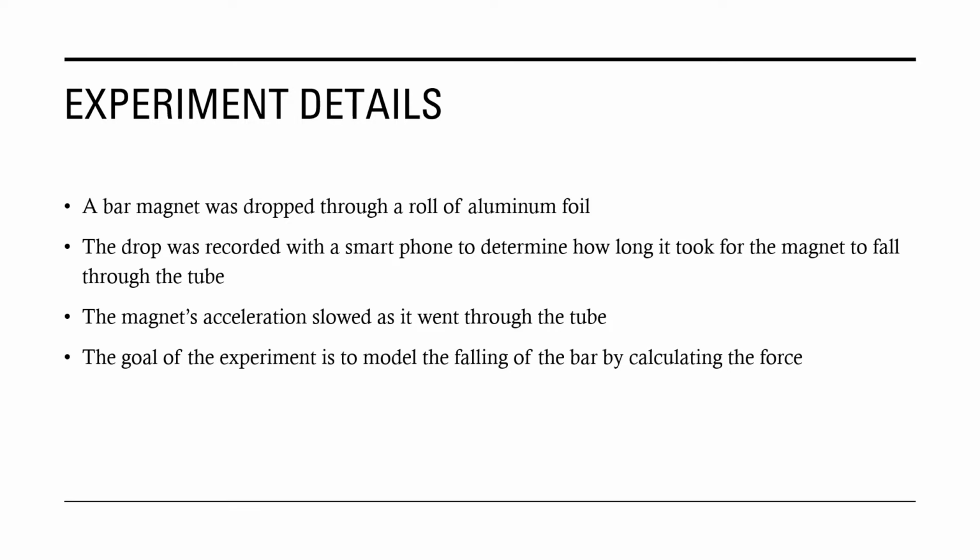In this experiment, I dropped a bar magnet through a roll of aluminum foil. By doing so, the bar magnet accelerated slower than it would have dropped outside of the aluminum foil tube, which is due to the induced force of the induced magnetic field. I recorded the drop with a smartphone to determine how long it took the magnet to fall through the tube, and then I modeled the falling of the bar by taking those initial measurements.